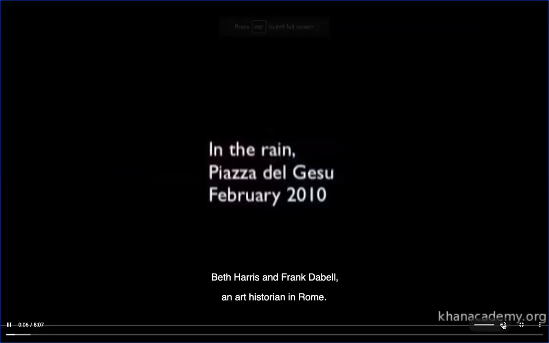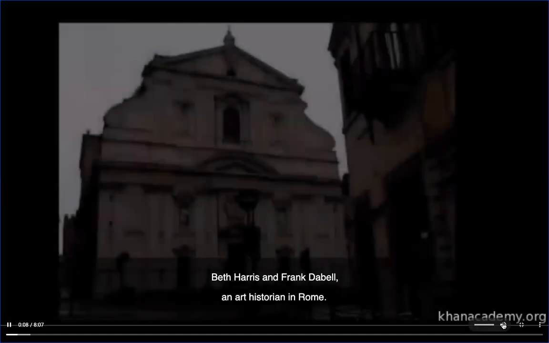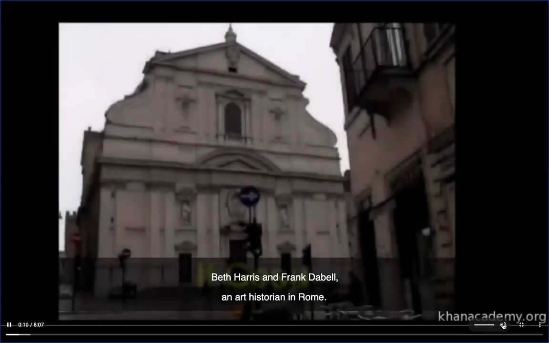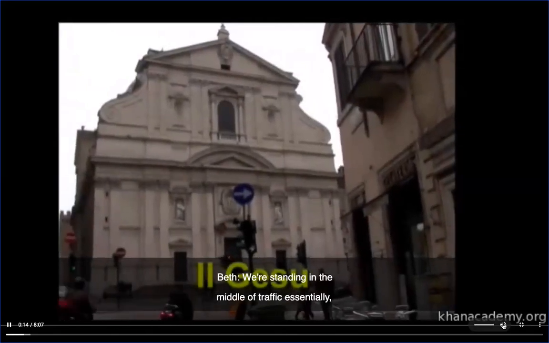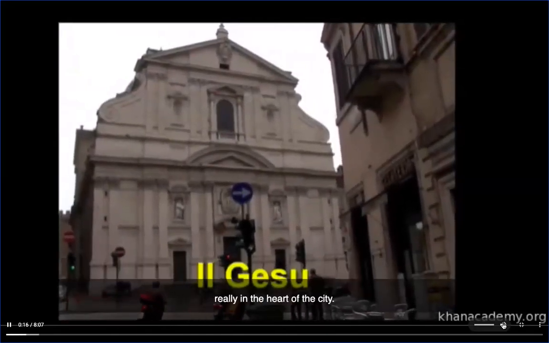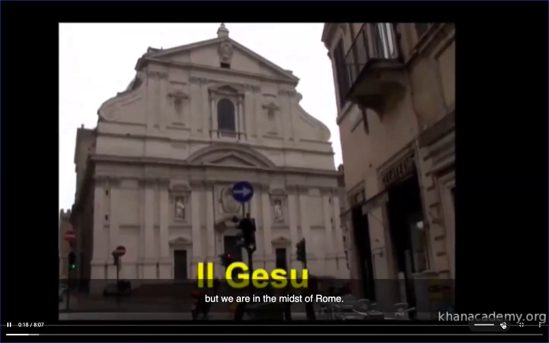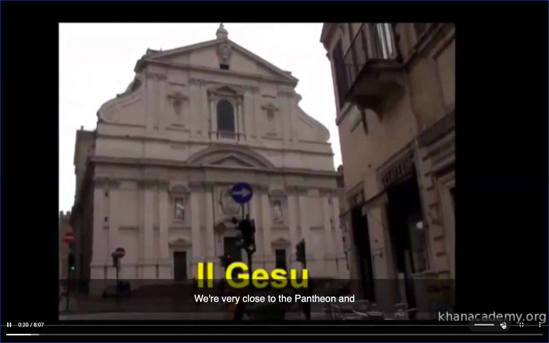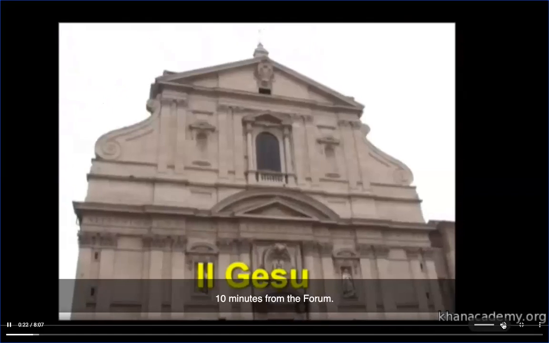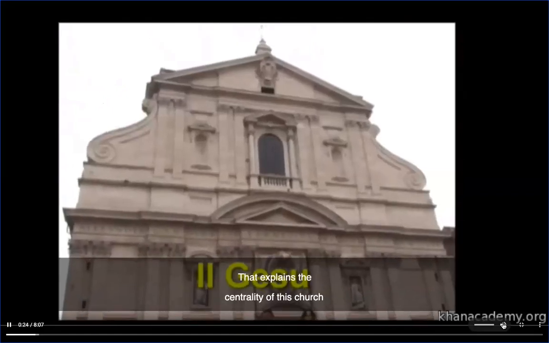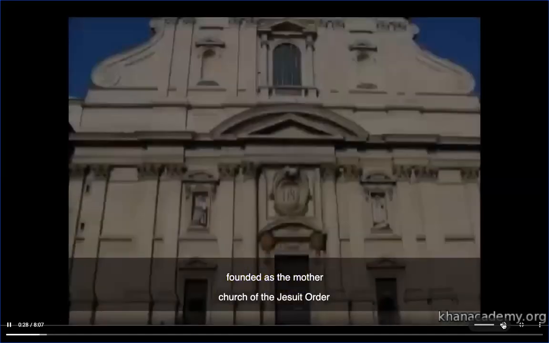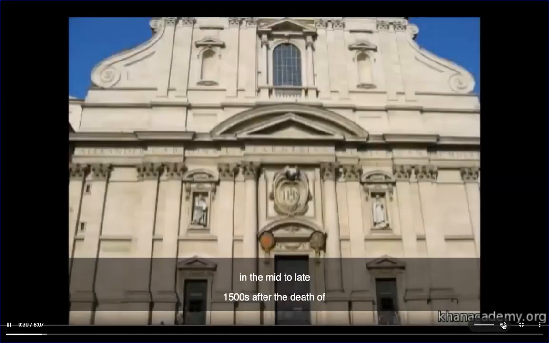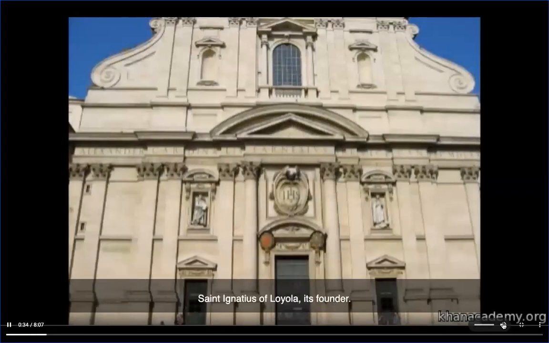This is with Beth Harris and Frank DeBell, an art historian in Rome. And we're standing outside an extraordinary church. We're standing in the middle of traffic, essentially. It's really an art traffic island, but we are in the midst of Rome. We're very close to the Pantheon and 10 minutes from the Forum. And that explains the centrality of this church, founded as the mother church of the Jesuit order in the mid to late 1500s, after the death of Saint Ignatius Loyola, its founder.